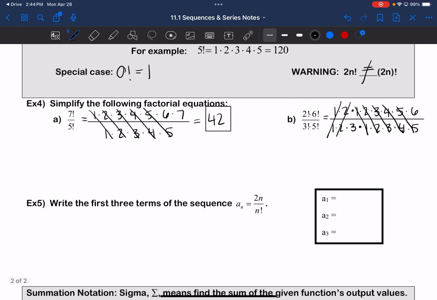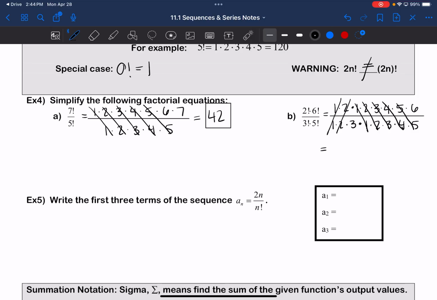So what are we left with in the numerator? 6. And in the denominator, all that's left is 3. So this is simplifying down to just 2.